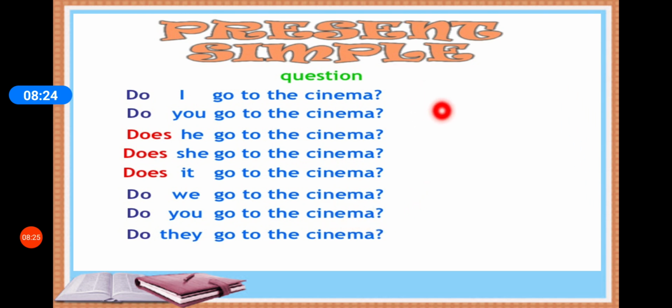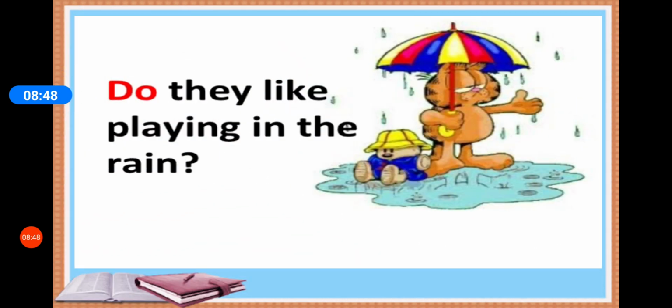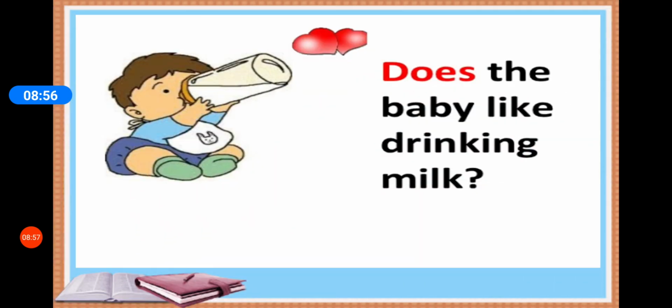So, in present simple, when we are asking questions, we frame sentences like that. Do or does, then the subject, then followed by the rest of the sentence. And always in simple present tense, we make use of first form of the verb. For example, do they like playing in the rain? Does the baby like drinking milk? The baby is a singular noun, so we have made use of does.